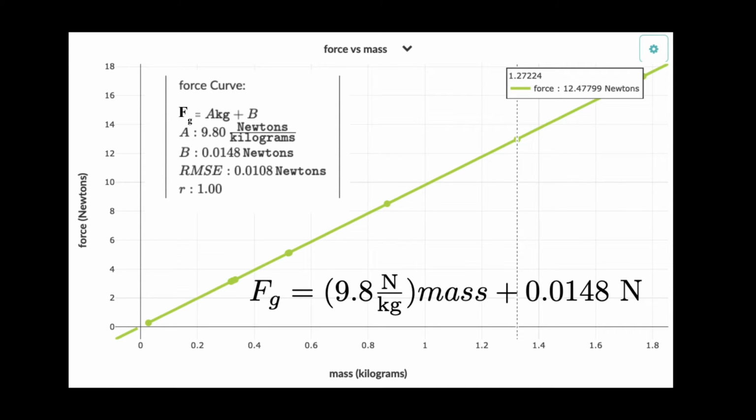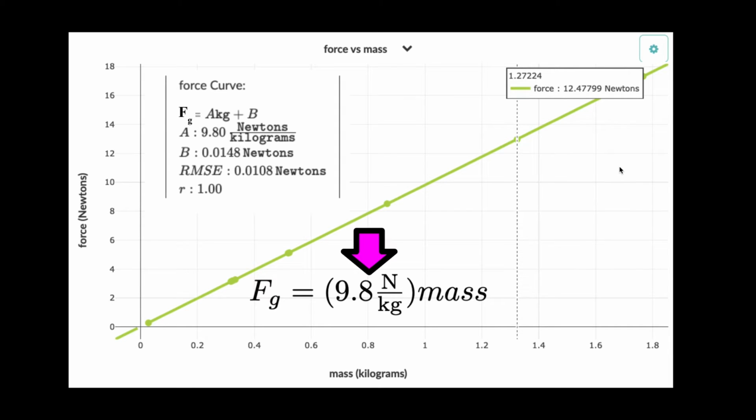0.00148 newtons. If you look at this, the intercept here is pretty tiny. The force goes up to about 16 to 18 newtons, and we're talking about the intercept being 0.01 newtons. So that's basically zero. We can treat that as zero, giving us an equation that the force of gravity acting on a mass is equal to the mass in kilograms times 9.8 newtons over kilograms.